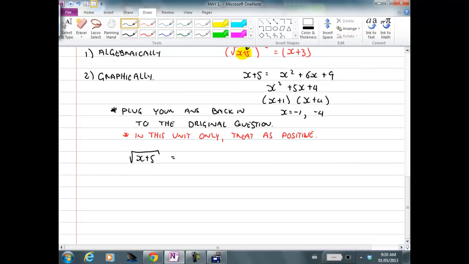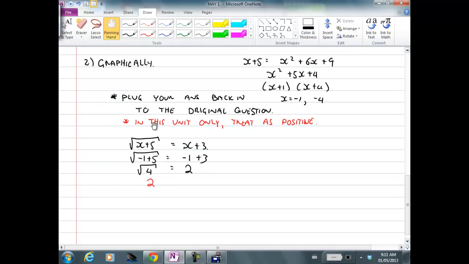I want you to plug in -1 first, right now. Okay, go ahead. So plug in -1. So you go square root of negative 1 plus 5 equals negative 1 plus 3. On the right hand side, you have 2. On the left hand side, you have square root of 4. And look at this. I'm going to write this in a different color. This is important. Notice I'm using only the positive form because they want to match it up with your calculator, which only works in positive mode. So that works out.